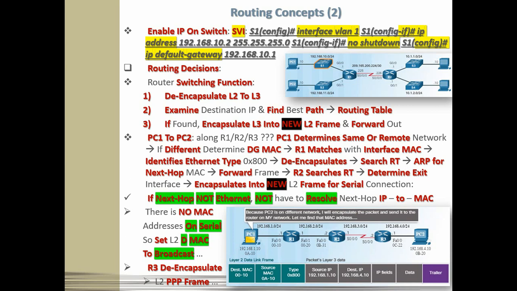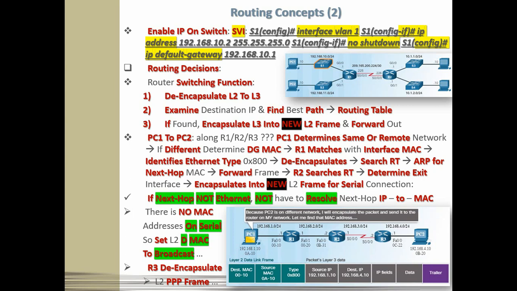So this is different from what we had with Ethernet type of connection, here with PPP and serial connections. This is very important to know that we do not have MAC addresses on serial links. So if next hop is not Ethernet, then that means we don't need to resolve next hop IP to MAC address because there is no MAC address on serial. So for this reason, we need to set the destination MAC address to broadcast.